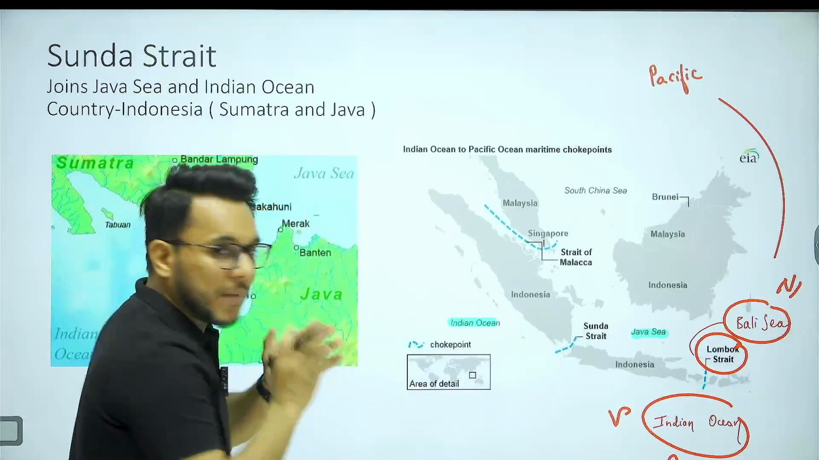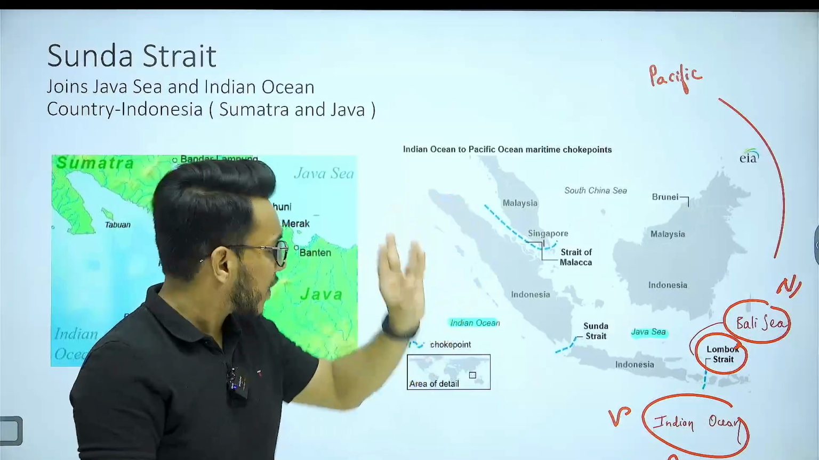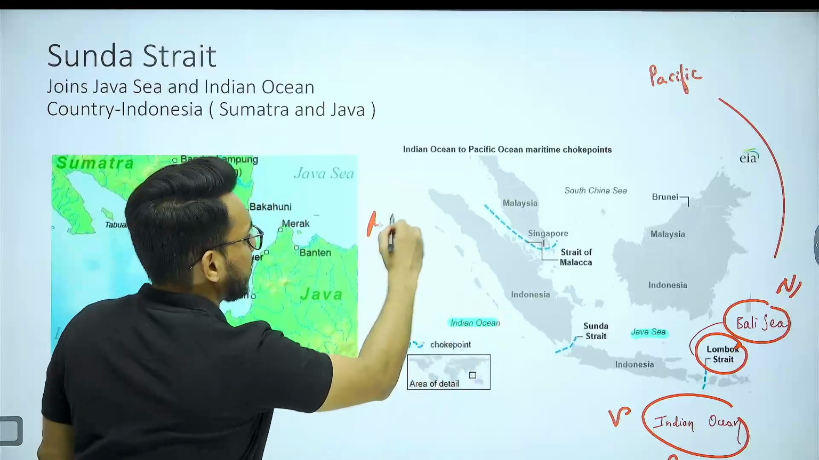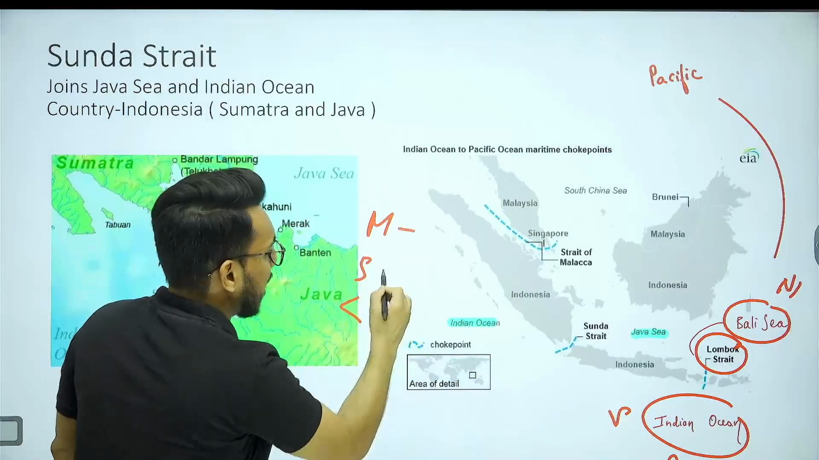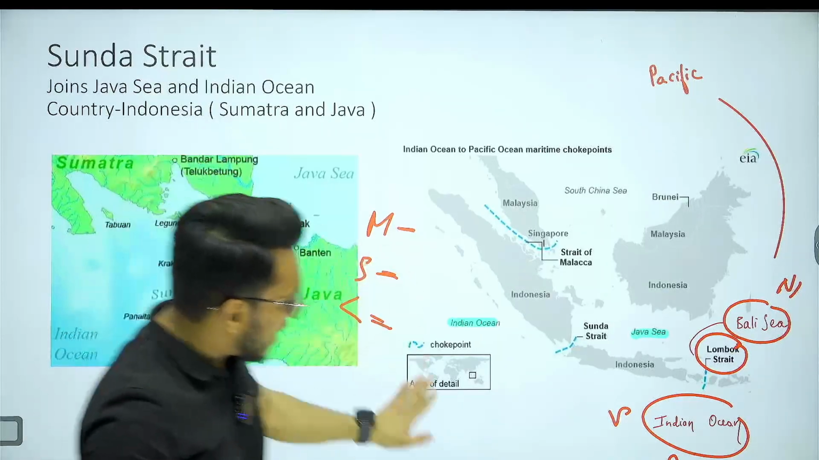Okay, so let's recall all of them. M for Malacca, S for Sunda, L for Lombok. MSL. Malacca, Sunda, Lombok. Okay.